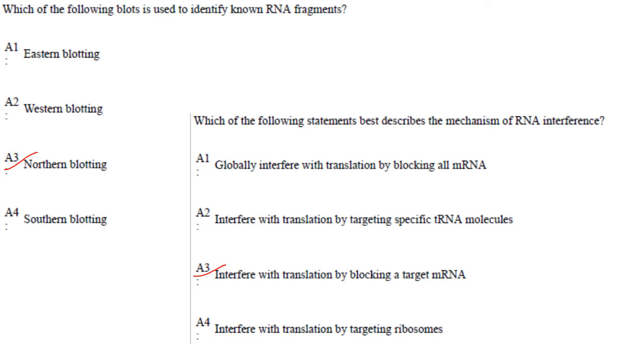So globally interfere with translation by blocking all mRNA. No. Interfere with translation by targeting specific tRNA molecules. It is not tRNA, it is mRNA molecules. The next one. Interfere with translation by blocking a target mRNA. That is correct. The next one. Interfere with translation by targeting ribosomes. That is also not correct. So the answer is option 3.